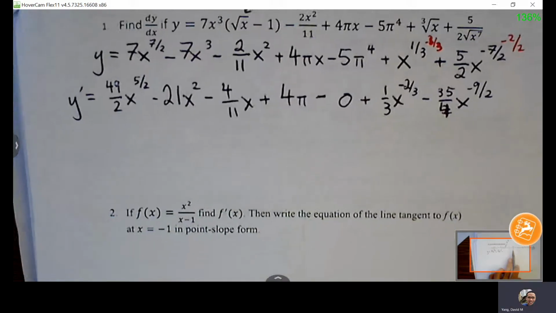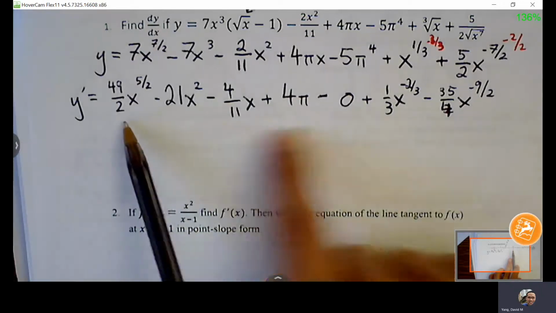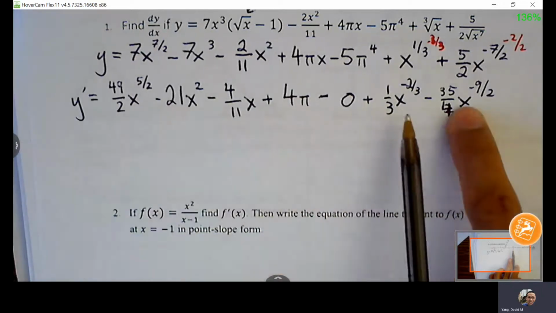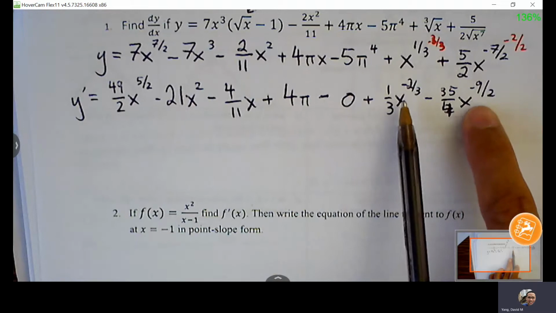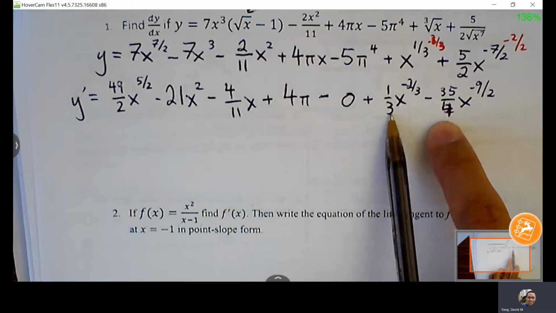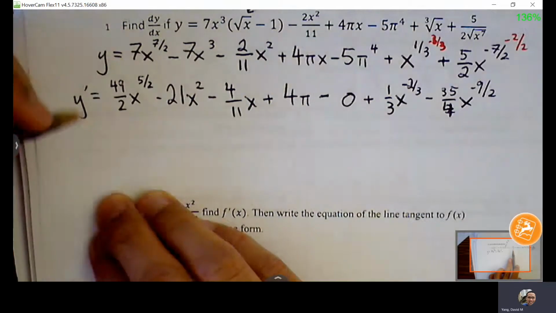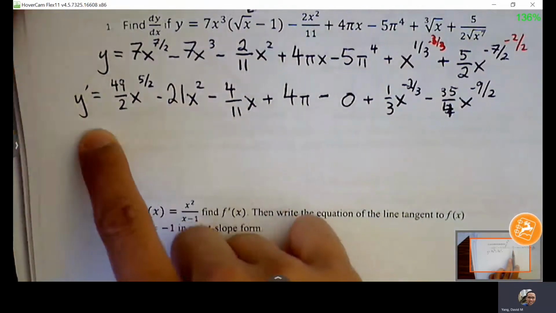Okay, so we have our derivative, but we still have to do a little bit more cleanup, right? So no negative exponents in our answer. The first set of terms are good. It's just the last set right here. We want to bring these x's down to the denominator, share the denominator space with these values in the denominator. So y prime.